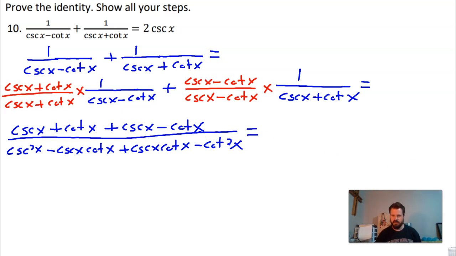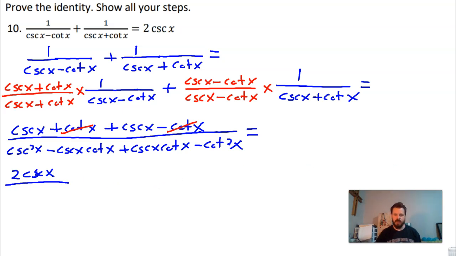Yuck. This will look nicer, though, in a second here. Let's start cleaning things up. Numerator, I've got a positive cotangent and a negative cotangent. So what I'm left with then is a cosecant plus cosecant, so in other words, 2 cosecant. And it's 2, not squared, because we're adding, not multiplying.